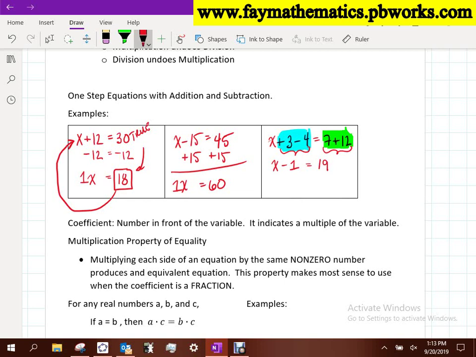So now I look at this, x minus 1 equals 19, and now you're going to say, well, I want to get x by itself. I need to isolate that. So I'm going to use the inverse operation. Add 1 there, add 1 there. Gives me x equals 20. Okay? And that is perfectly fine. You can do that. No issues there.